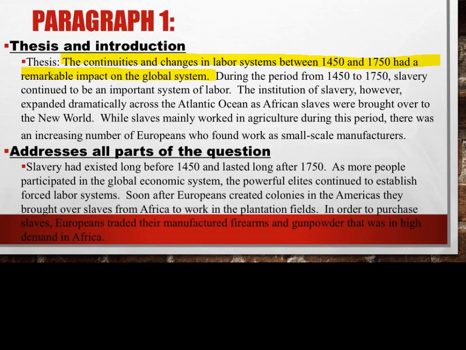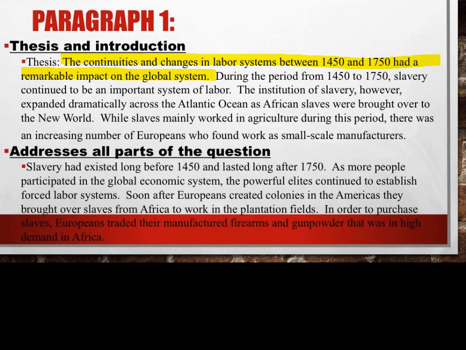And so here, I've taken the next 3 answers and shown you an example of how to address all parts of that question with those answers. So I had the first one there. And then, as more people participated in the global economic system, the powerful elites continued to establish forced labor systems.